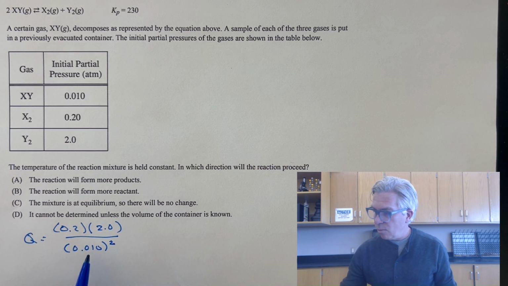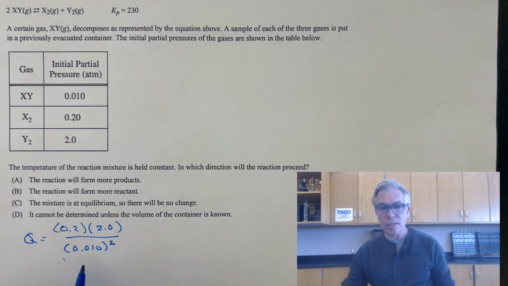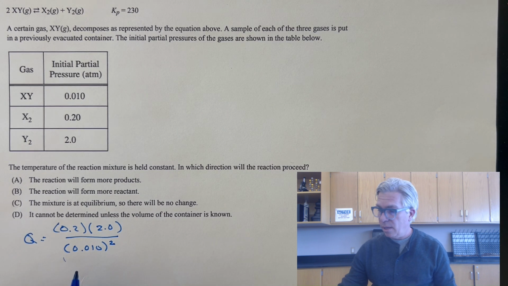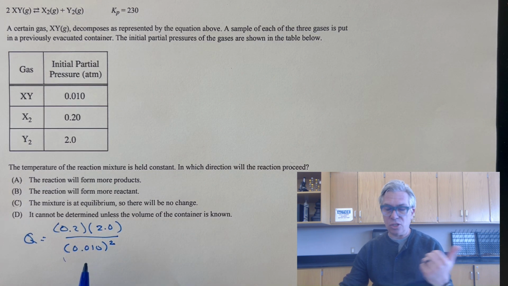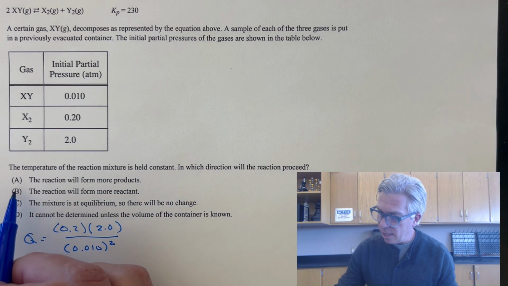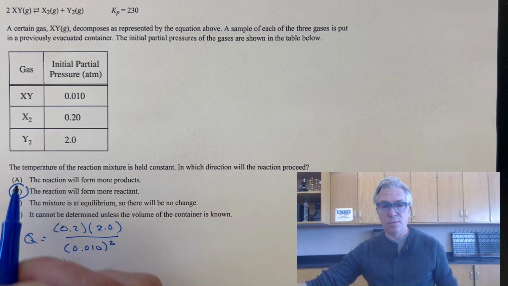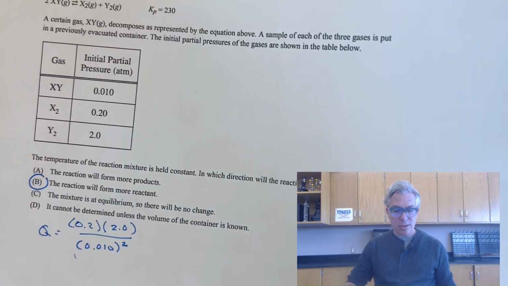But because we're going to be dividing by 0.01 squared, which is 0.0001, this is going to end up being quite a large Q value. And so it's actually going to shift back to the left. And the reaction will form more reactant. It's going to be a Q value bigger than 230 on that one.